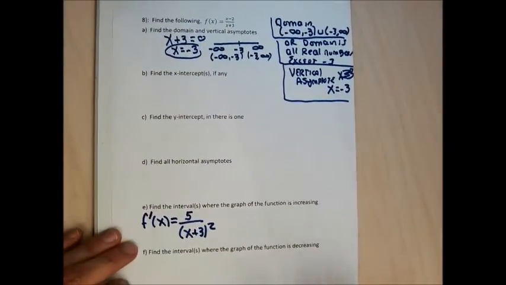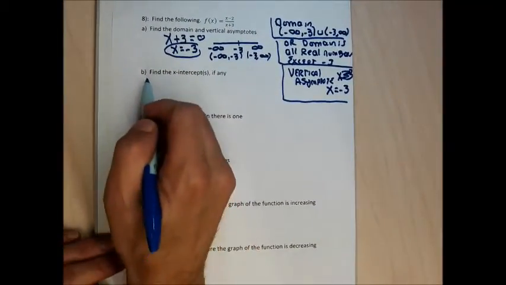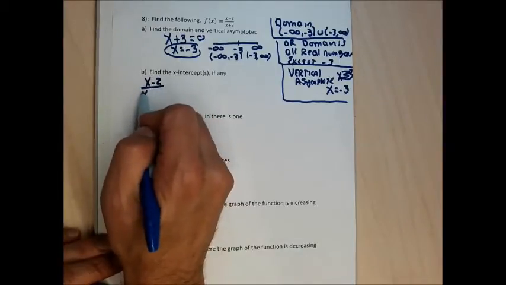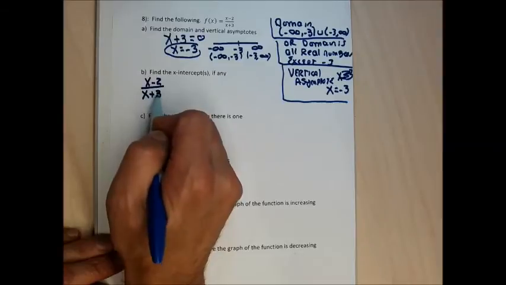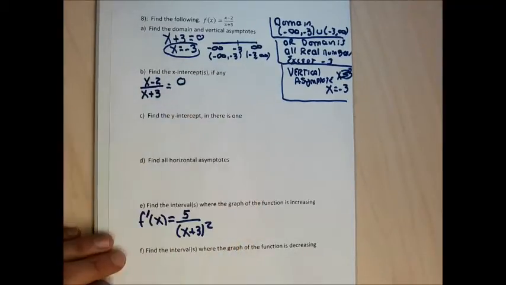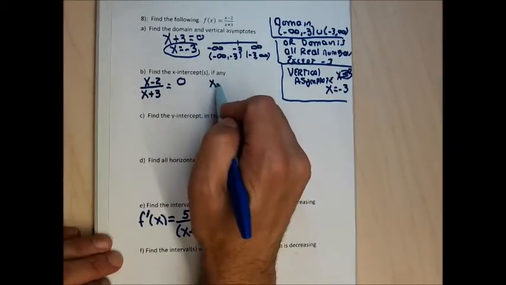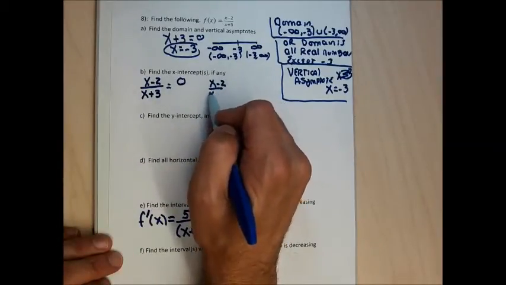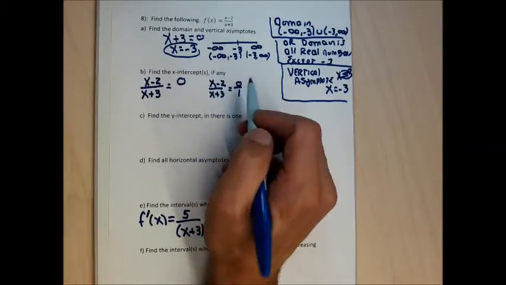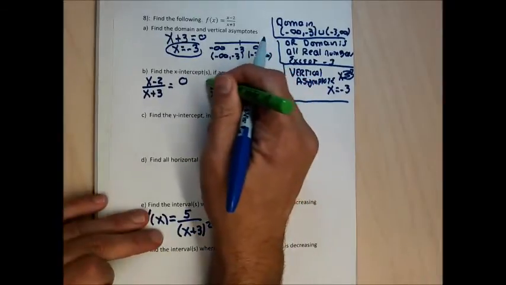Part B wants me to find the x-intercepts. Technically, I'm supposed to take the whole function and set it equal to 0. Realistically, it's enough just to set the numerator equal to 0. So I'm going to take the function and set it equal to 0. I'm going to solve it by cross-multiplying, by making the function equal to 0 over 1, because 0 over 1 is still equal to 0. And then I can cross-multiply.